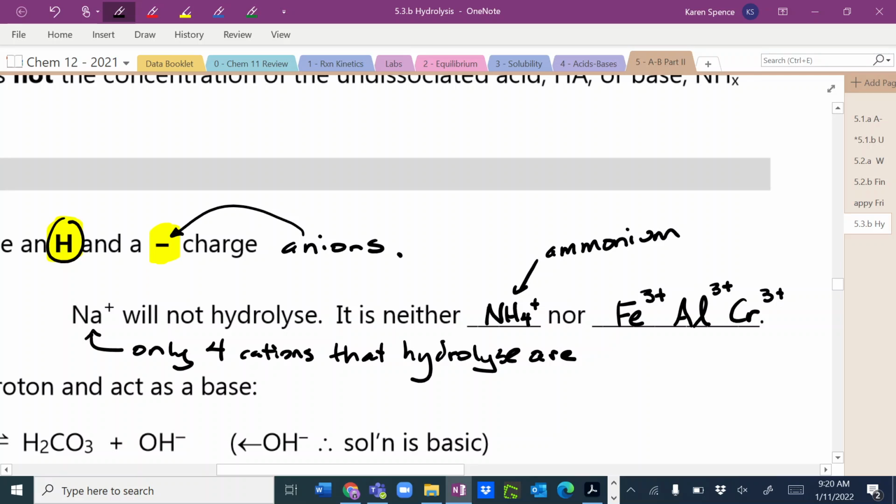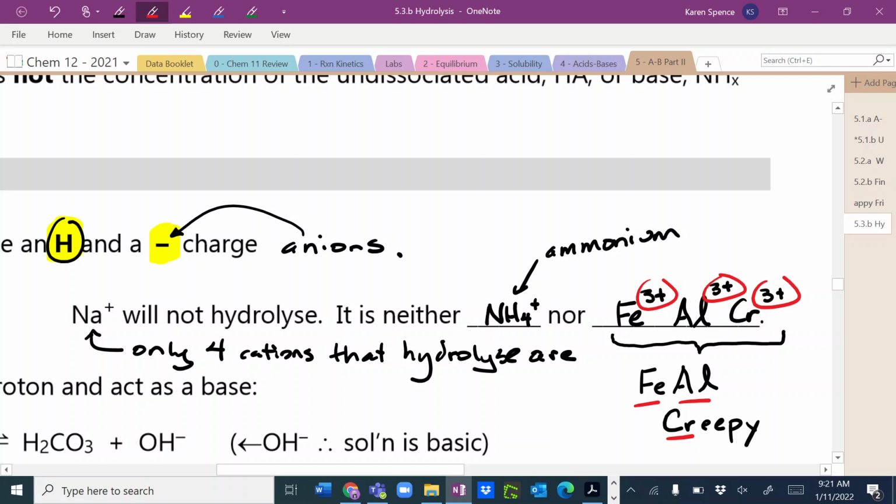And if you don't remember my weird little mnemonic for this, it's a weird little mnemonic because it spells kind of feel and then creepy. Okay, I don't know, it's not the best mnemonic in the world, but it helps me remember it, and maybe it'll help you remember it as well. Okay, and there are three of them, so that's why they have the 3 plus charge. Ooh, look, I never thought of that before.